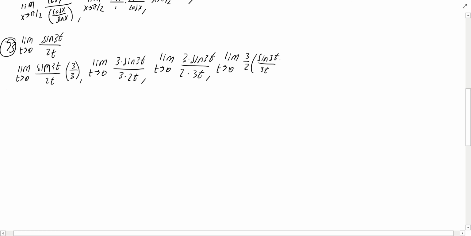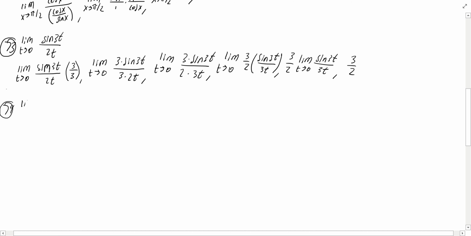Which should look a bit familiar to how we solved our problems previously, the special trigonometric limit that we have used previously. So now what we'll do is we'll put this 3/2 out front, get the limit as t goes to 0, and we'll get the sine of 3t over 3t, which is going to reduce down to 1, so we're just going to end up with a result of 3/2. So there we go. So now we have 79 and 81 left to solve.